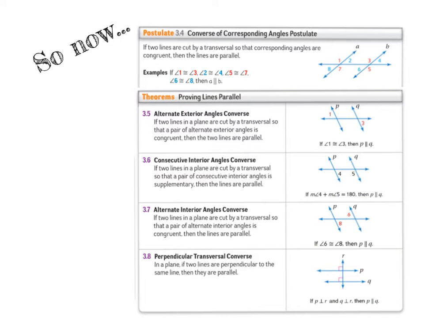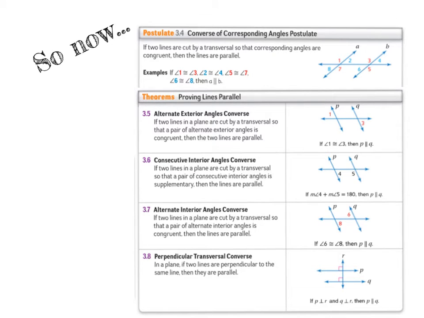So now we will be proving lines are parallel based on the angles that are given to us. We have a new postulate. It's the converse of the corresponding angles postulate. It tells us if two lines are cut by a transversal so that corresponding angles are congruent, then the lines are parallel. Remember that a postulate is something that is accepted as true without proof.